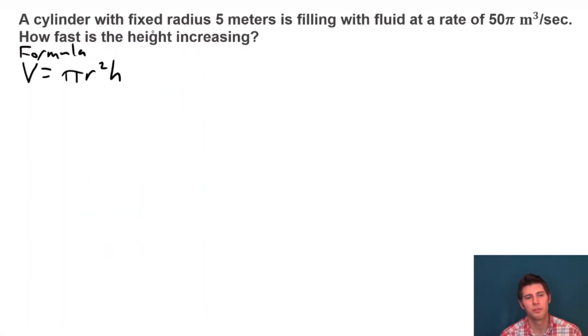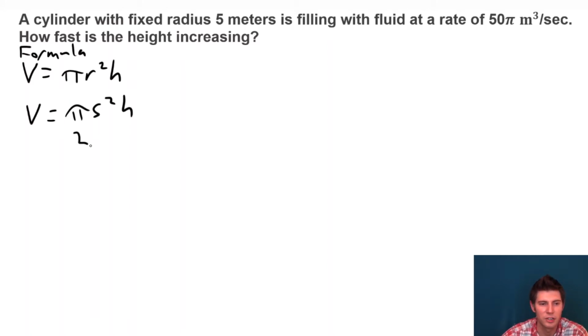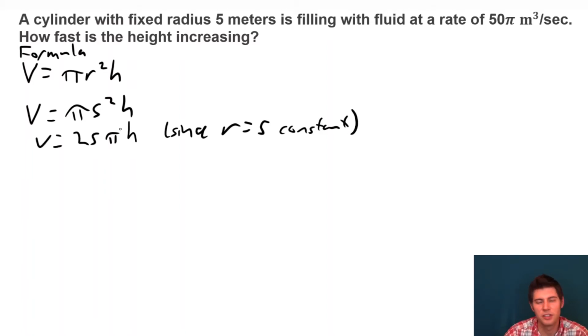So for this one, earlier before we treated the radius as a variable, but it's actually a constant. So we didn't do anything wrong, but it could be even easier if we just fix the r as 5. The volume for our formula is going to be pi 5 squared h, 25 pi h. I can give an explanation since r is 5 constant. So this is our formula here. Now let's do our given, when, and need.